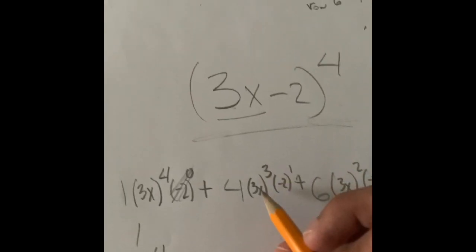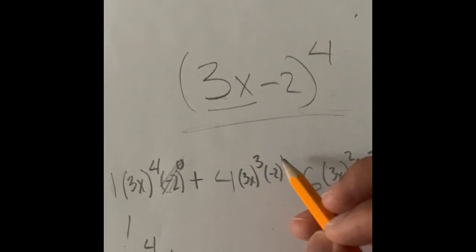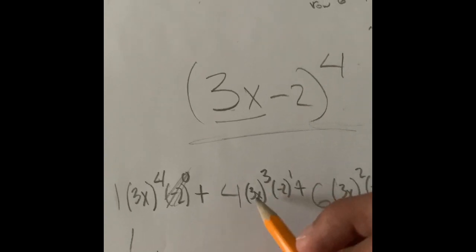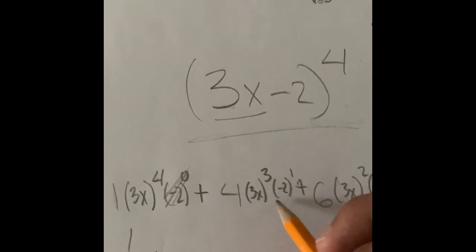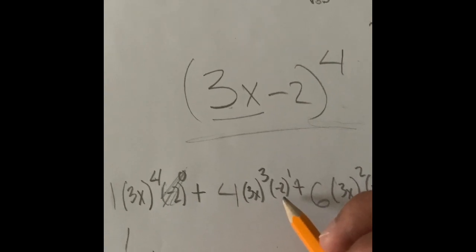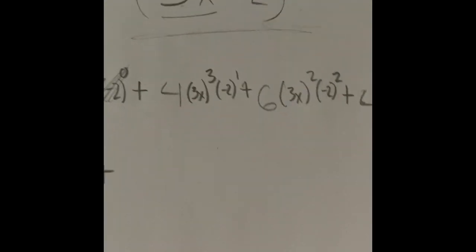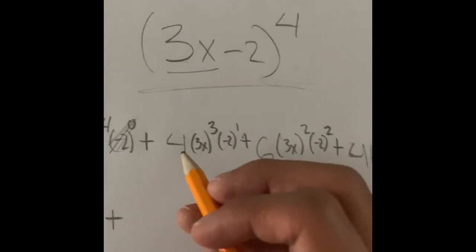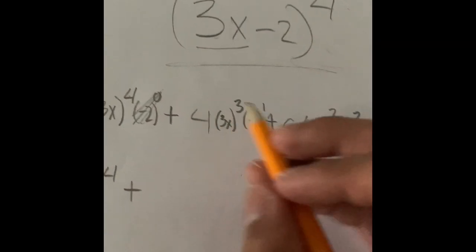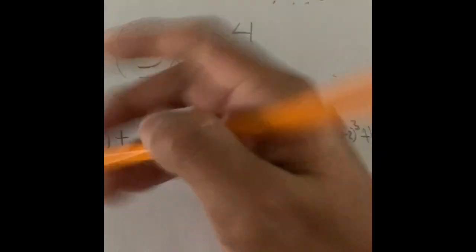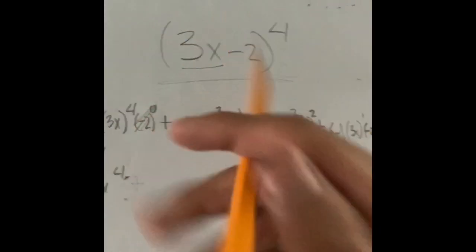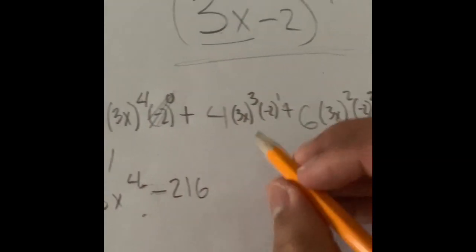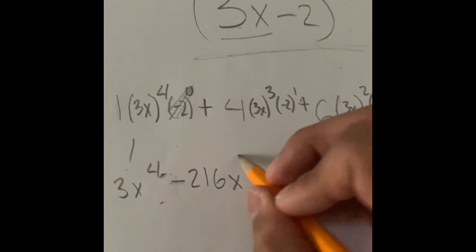Plus, look here. Negative 2 to the first is just negative 2. And then we got 3x cubed is 27x cubed. And 27 times negative 2 is negative 54. And then negative 54 times 4 is negative 216. So actually, this whole thing is a negative. So instead of that positive, let's change it to a negative 216x cubed. Don't forget the x.